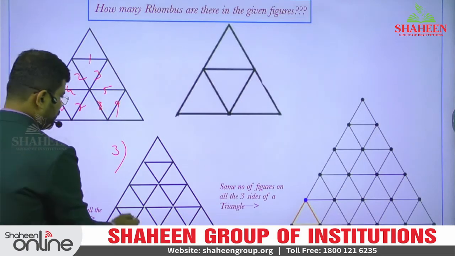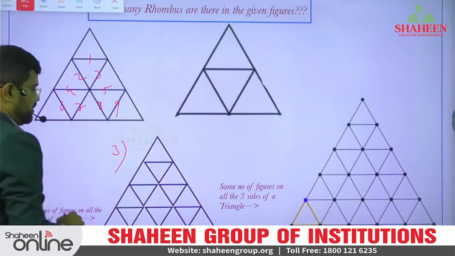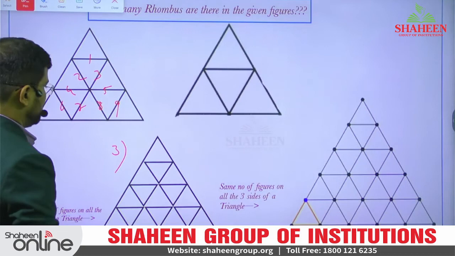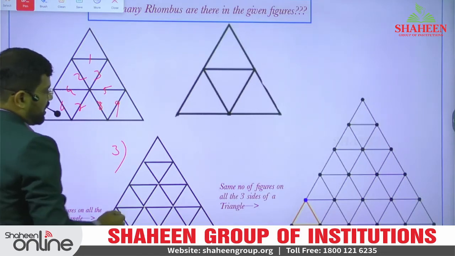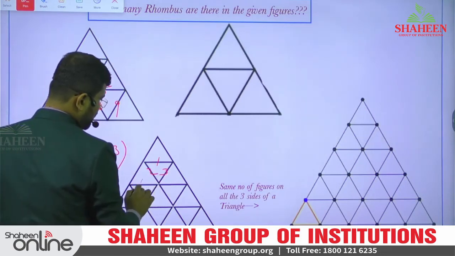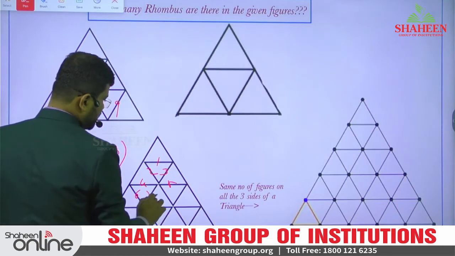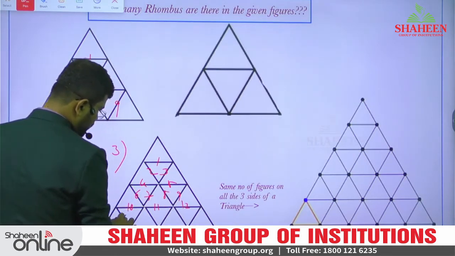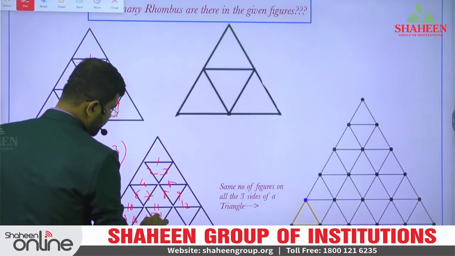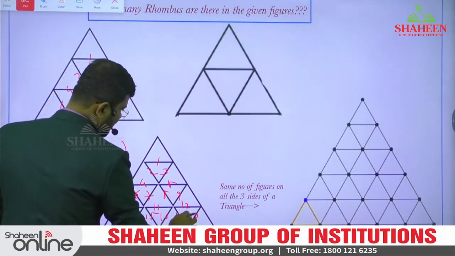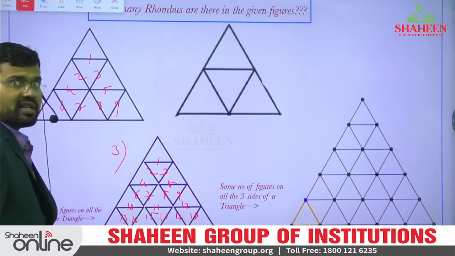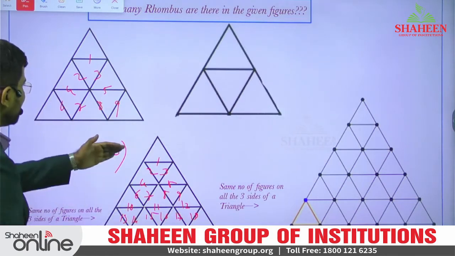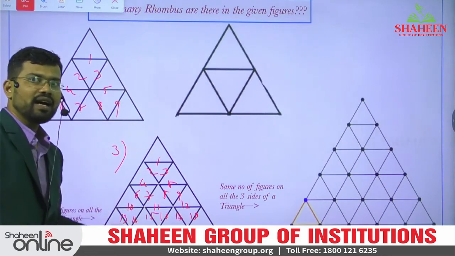So anyways, you just see here. I hope. Okay, fine. Now it's clear. Yes. Now again, 1, 2, 3, 4, 5, 6, 7, 8, 9, 10, 11, 12, 13, 14, 15, 16, 17, 18. How many rhombus are there? 18. But see, the figure is getting larger and larger.